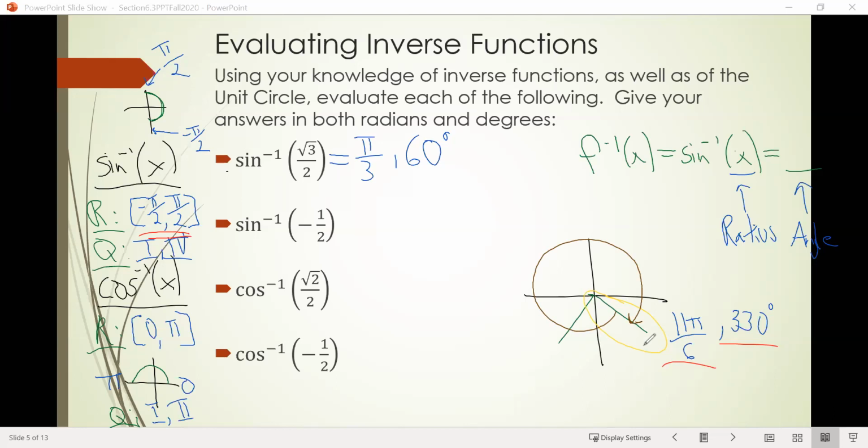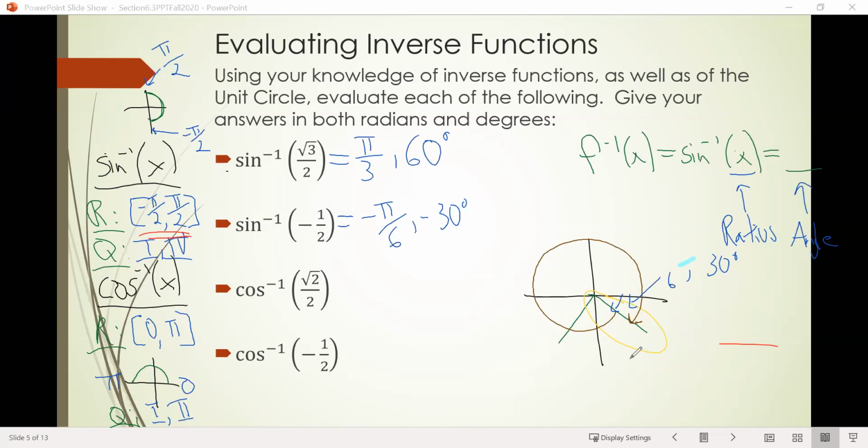If we do that, I believe we'll end up with an angle of negative pi over 6, or negative 30 degrees. Because if you look at the picture here, if we rotate backwards negative pi over 6 radians, we end up at that same spot. So that would be our answer there. Again, we have to pay attention to our range on inverse sine, and inverse cosine for that matter.